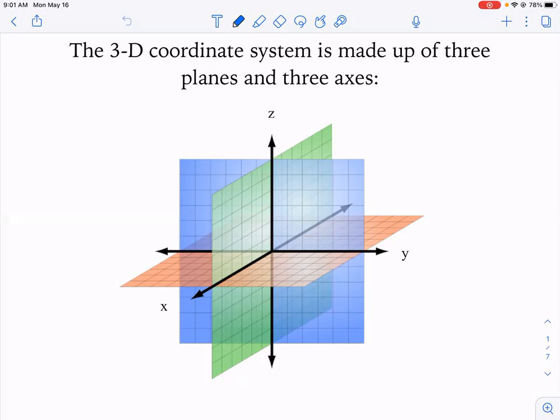We also have 3 planes. You see this blue plane right here, we would call that the YZ plane because it's made of the Y and Z axes, okay? This red plane would be the XY plane because the X and Y axes make it up, okay? And then the green plane slicing through would be the XZ plane, okay?